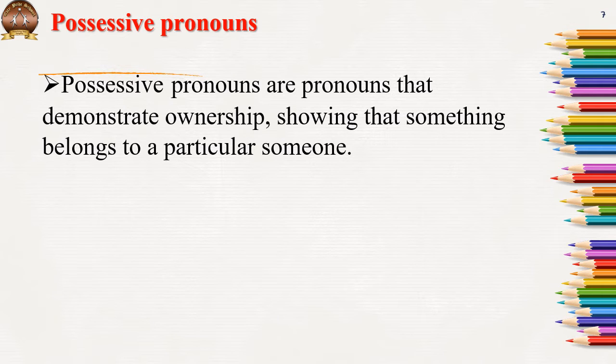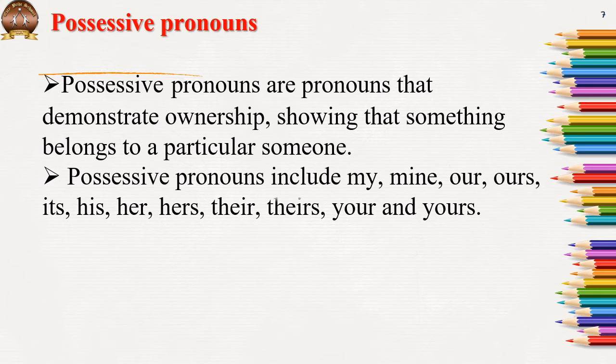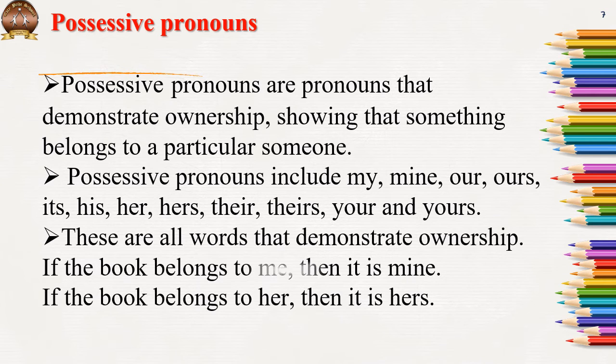Possessive pronouns we have been studying for quite some time now. They show ownership, and when something belongs to a particular someone, they make it clear for you. They include my, mine, our, ours, its, his, hers, their, theirs, your and yours. Now you see, some of these possessive words are used as adjectives and some as pronouns. These all demonstrate ownership, but out of them, few are used as adjectives and few are used as pronouns.